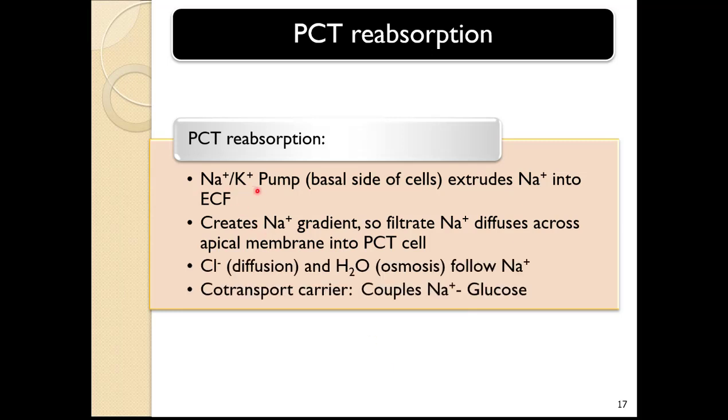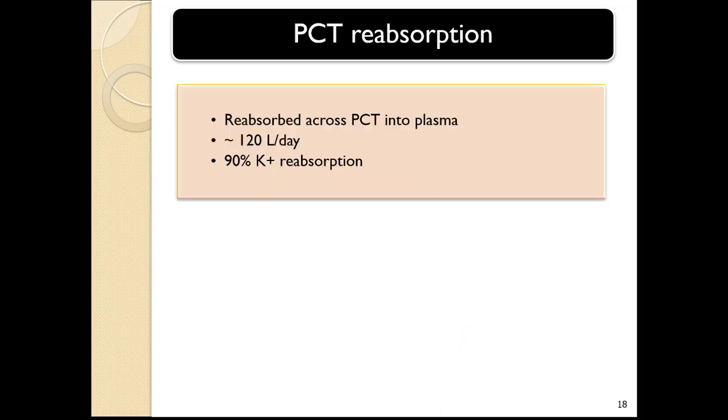This slide is describing what I just went through on the cell. It talks about the sodium potassium pumps on the basilar side of the proximal convoluted tubule cells. It talks about the gradient that's created, the fact that chloride and water are going to follow and chase after sodium, and that we have a cotransporter in order to get glucose from the filtrate back into the blood. Of course, I already went through all of this, so you can just read this.